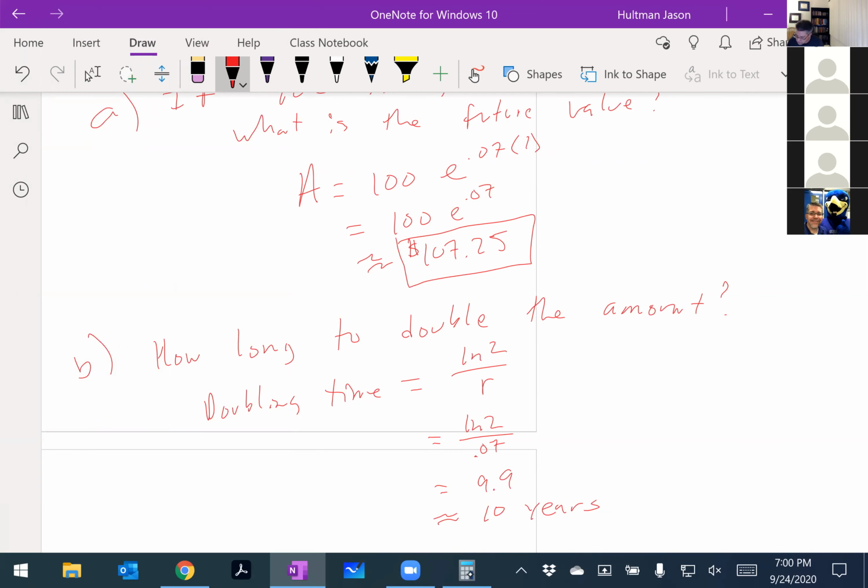Okay, does that make sense? That would be about 10 years. Yeah, let's look at the rule of 72. What's 72 divided by 7? Well, 72 divided by 7, that's about 10 years. Right, isn't 70 divided by 7 10? So yeah, it's about 10 years.